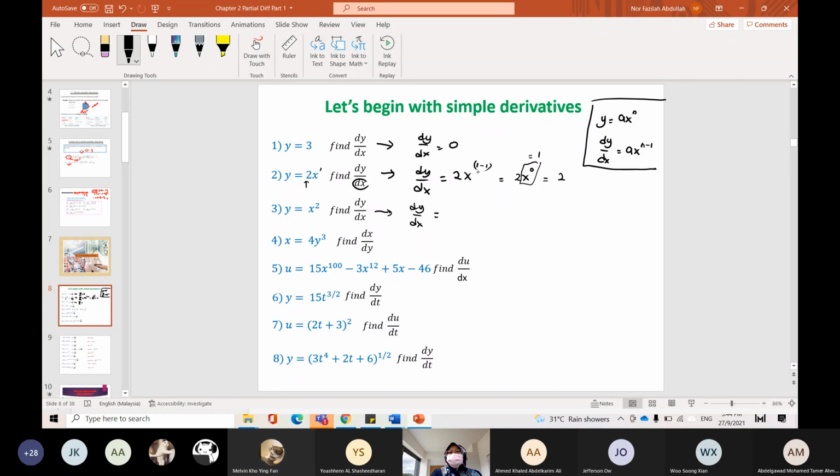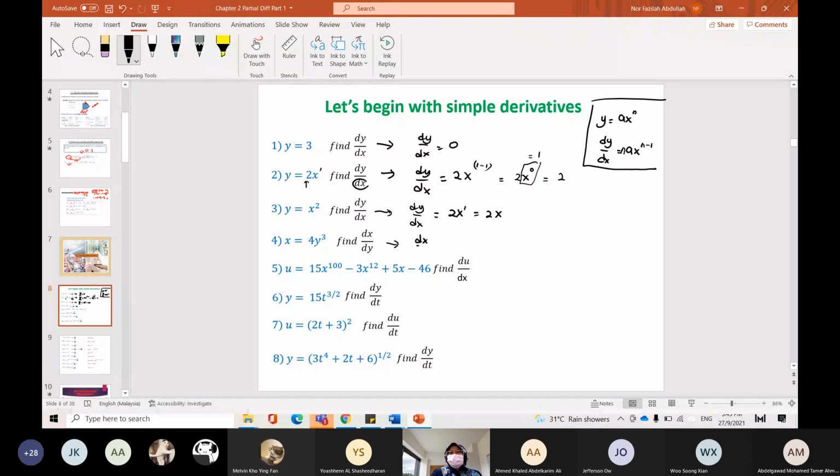Two x. 2x. Okay, so this one supposedly that you have n here, right? So n multiplied by a times x to power of n minus 1. So same goes to here, you have 2x. Okay, 2 minus 1 is 1. So you have x power 1 here. Okay, so x power 1 is equal to x. So it's equivalent to 2x. Okay, number 4.